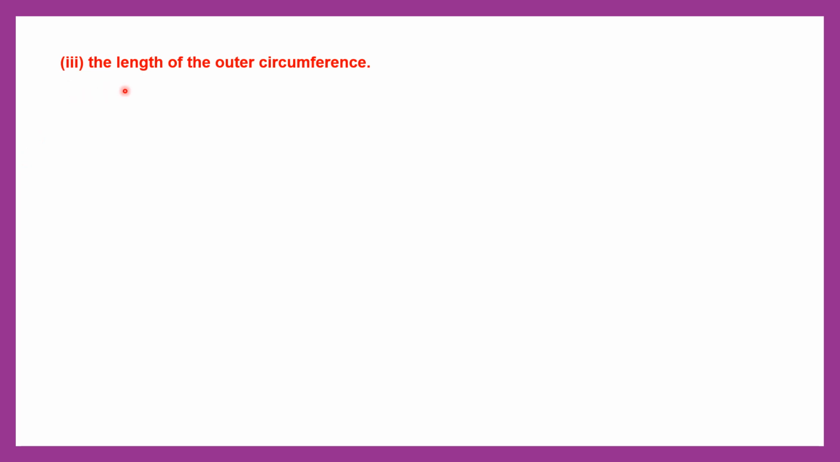Question 3. Now we have to find the length of the outer circumference. And we know the outer circumference, the formula is 2 pi r. This is the formula to find the circumference of any circle. We have put a capital R because we are talking about the outer circumference. So we need the outer radius. And the outer radius is 49 meters. So we just have to substitute this to find the outer circumference.